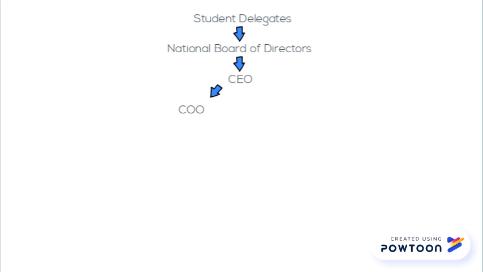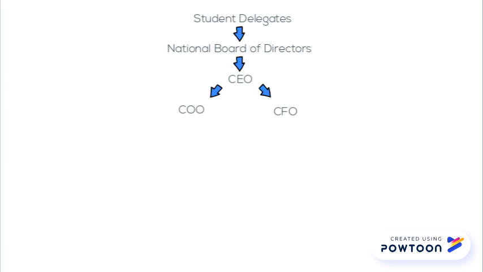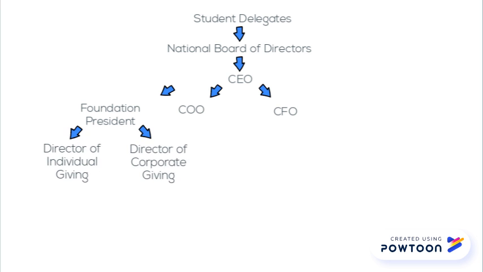Another direct report to the CEO is the CFO, or our Chief Financial Officer. The CFO oversees 2 teams of financial service specialists and data entry. The next report to the CEO is the National FFA Foundation President. The Foundation President oversees both directors of individual and corporate giving, both of which the regional directors report to.